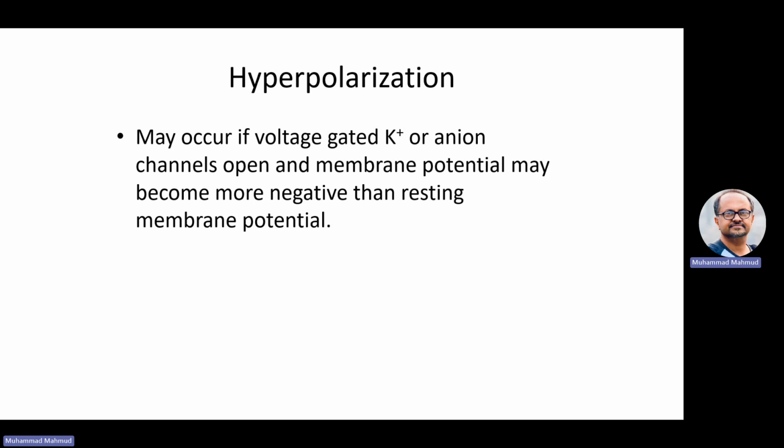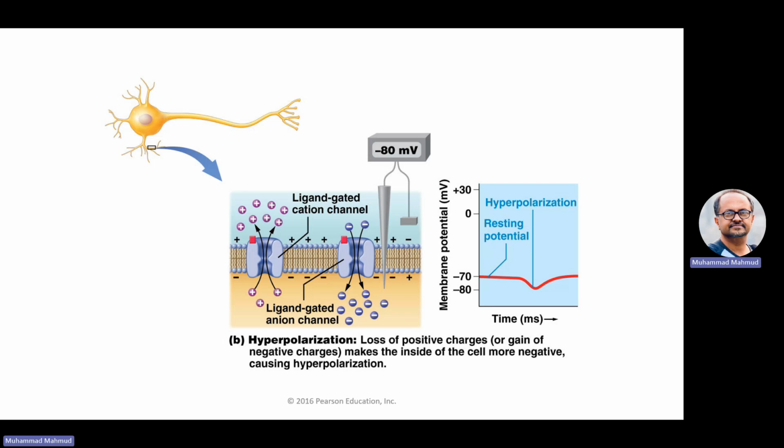But when the voltage gated potassium channels open, the membrane potential may become more negative than resting membrane potential, and this will be hyperpolarization. So three things: depolarization, repolarization, and hyperpolarization. In hyperpolarization, loss of the positive charges makes the inside of the cell more negative, as you see here. It's going downwards and causing hyperpolarization.